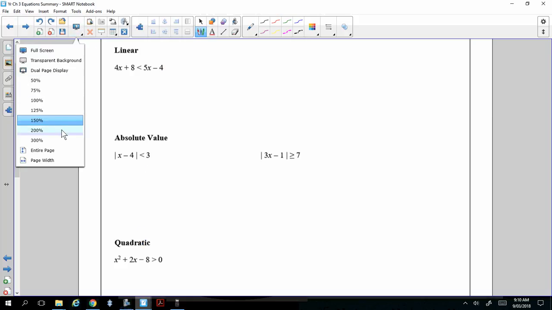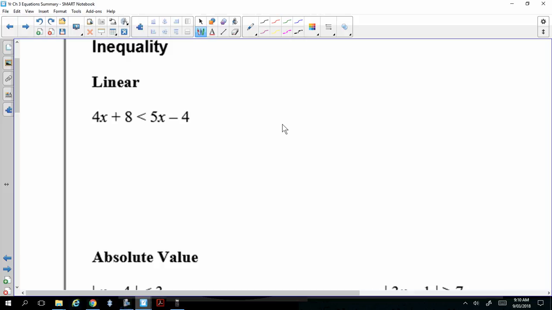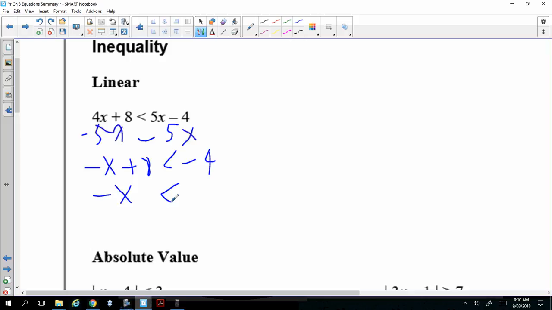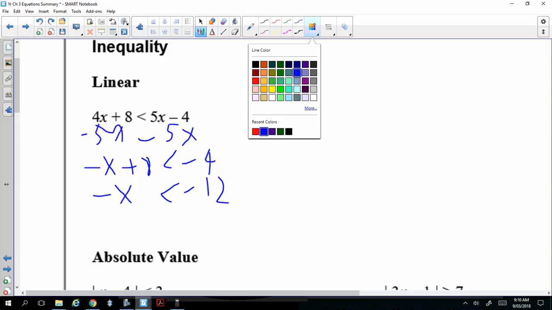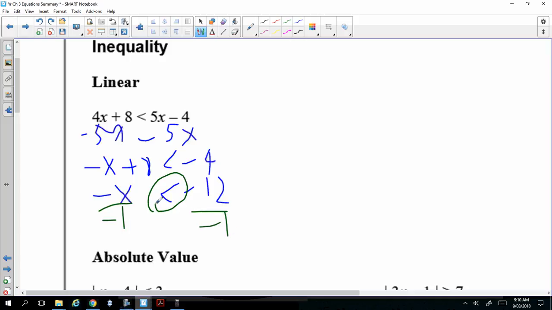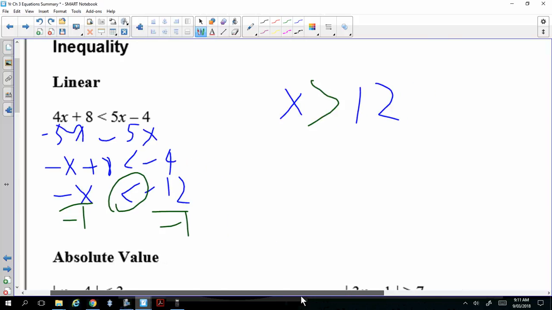You subtract both sides by 5x. We get negative x plus 8 less than negative 4. Minus 8 on both sides, you get negative 12. But remember, when you divide by a negative, you have to reverse the inequality sign to bigger than, so x is bigger than positive 12. Okay? So that's linear. Got it? Of course, you can do it differently. You can just subtract both sides by 4x first, but you still get the same thing. Okay? Alright, won't get into the detail here.